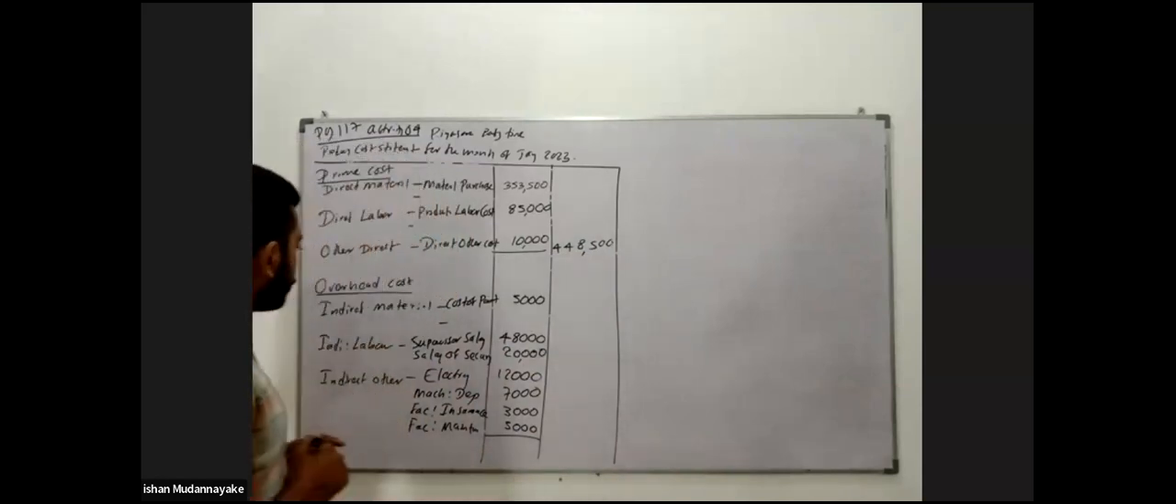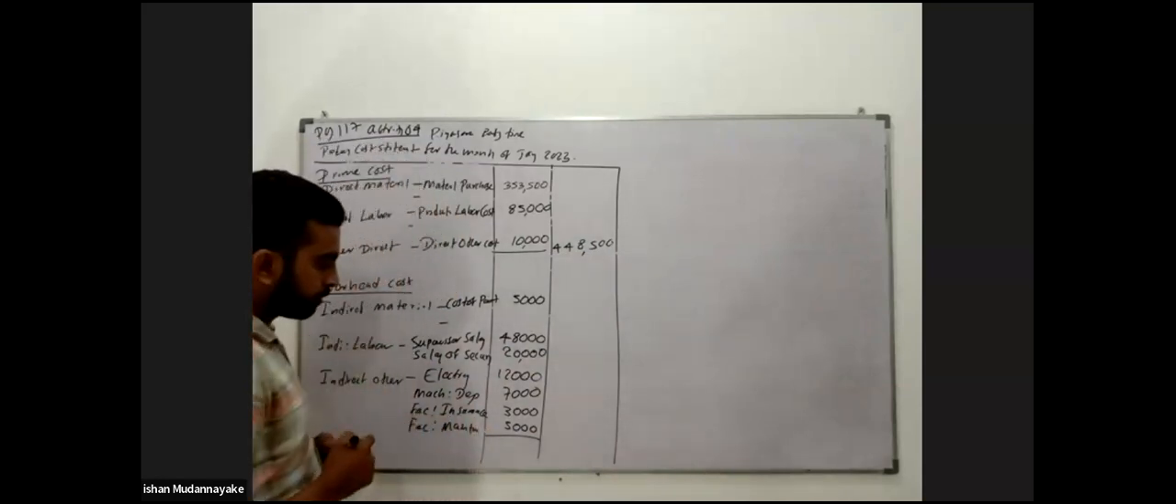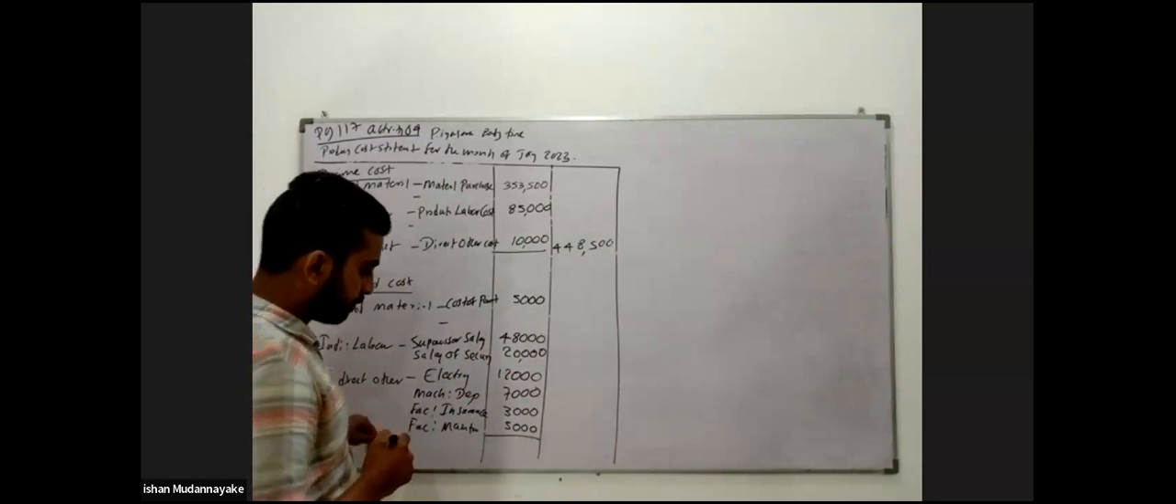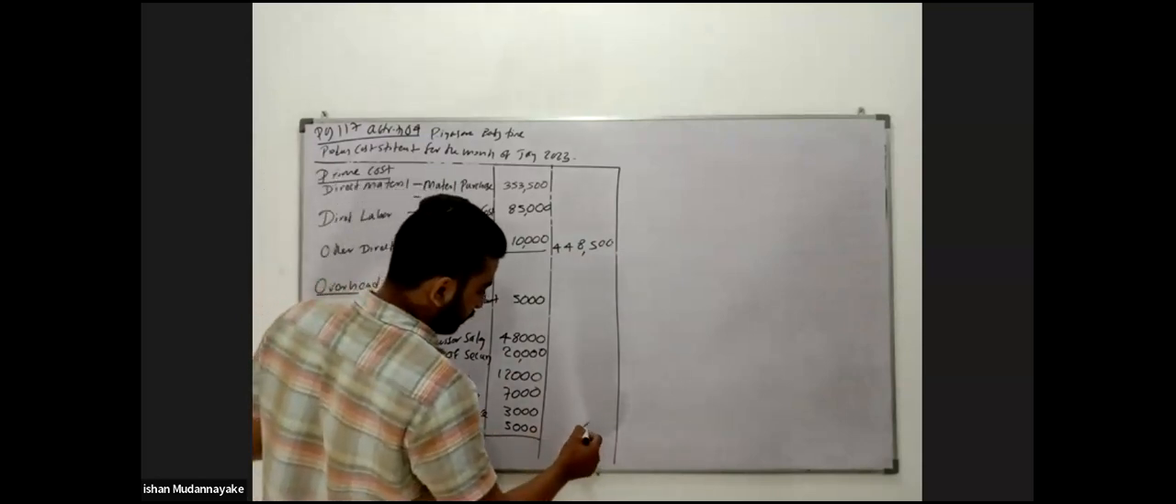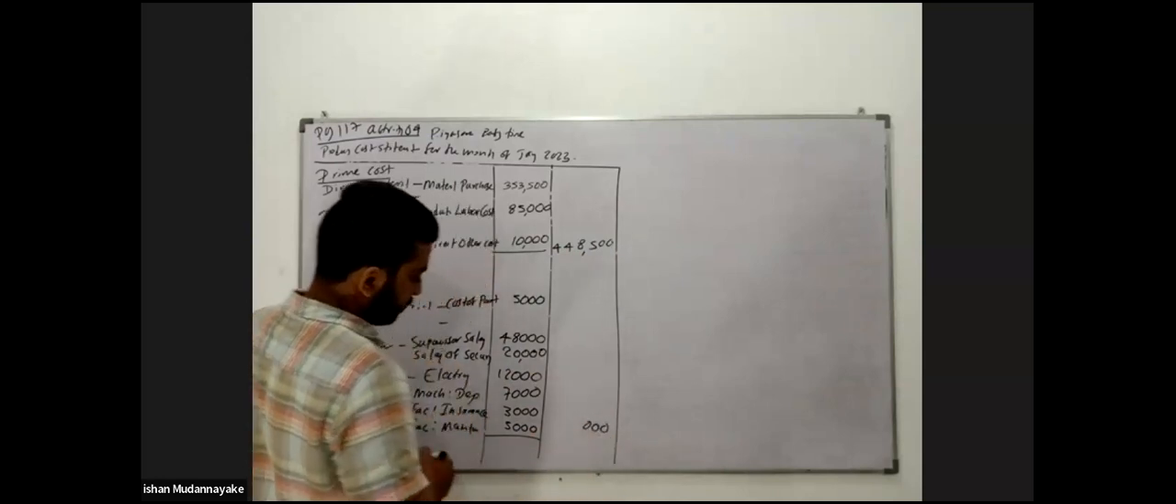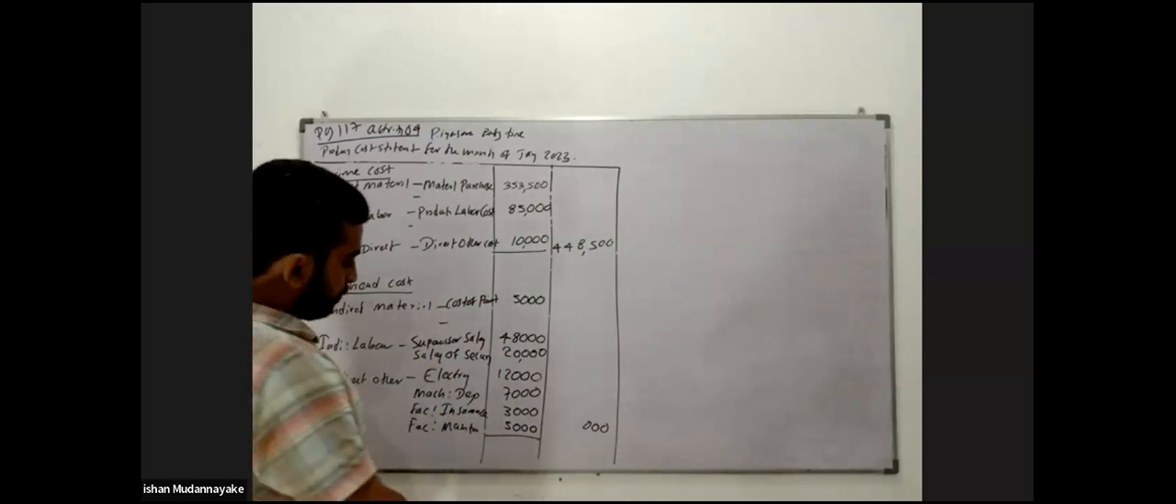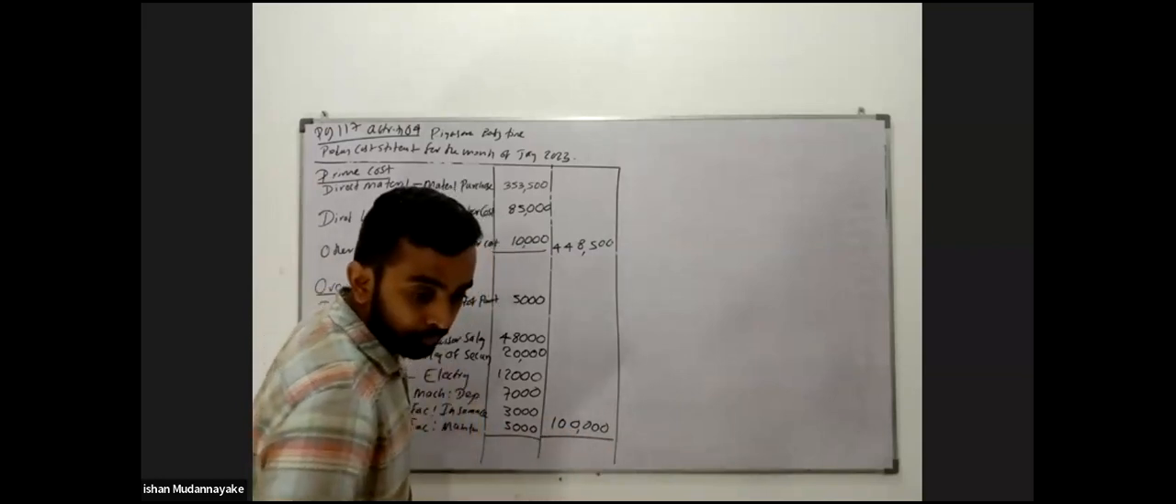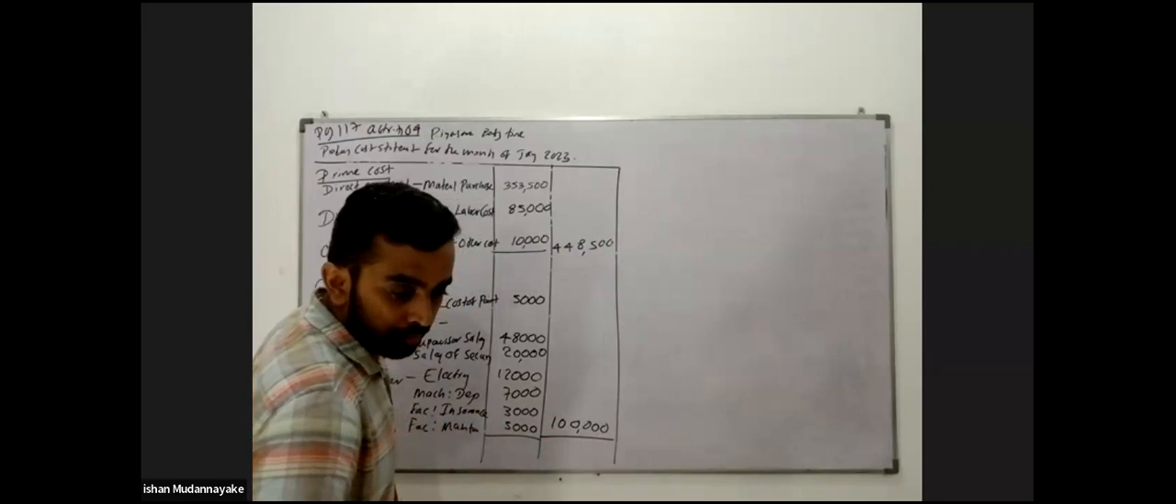Then total overhead cost, how much? Sir, 100,000. Yes, 100,000. Is it correct? Total overhead cost is 100,000.